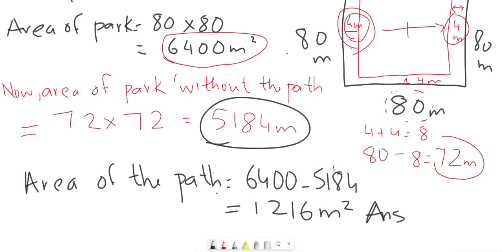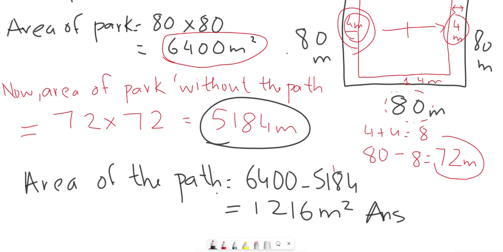Let us revise it. We were given a square park whose length and width were 80 meters, and there was a 4-meter wide path running around the inside of this square park. We needed to find the area of that path. So we simply did two-step things. First, we found out the area of the original park, that is 80 multiplied by 80, which gave us 6400.